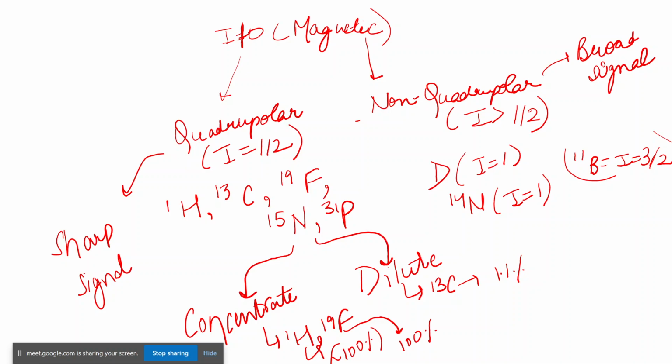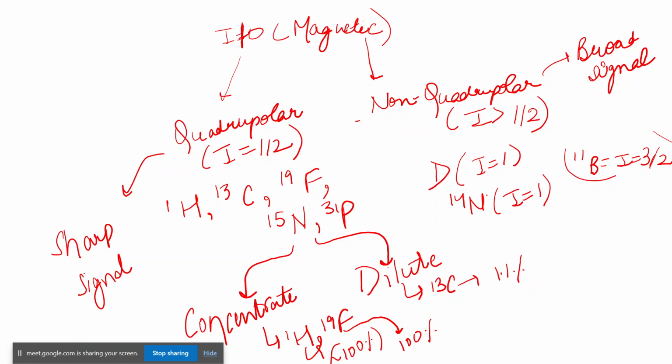What are the examples of non-quadrupolar nuclei? Proton 1H, 13C, 19F, 15 nitrogen, and 31P. For quadrupolar, it's deuterium, where the I value is 1, and 14 nitrogen. Nitrogen has two isotopes, 14N or 15N. With mass number 14, I is 1, and for 15 it is half, and for boron it's 3 by 2.